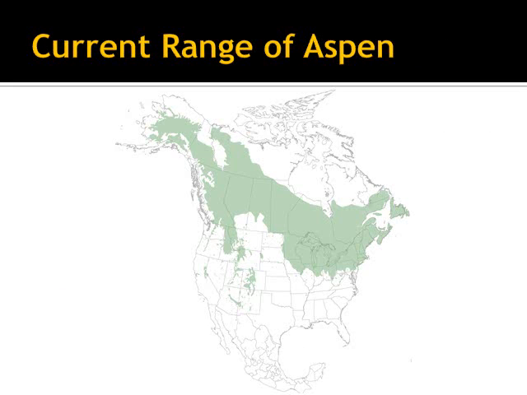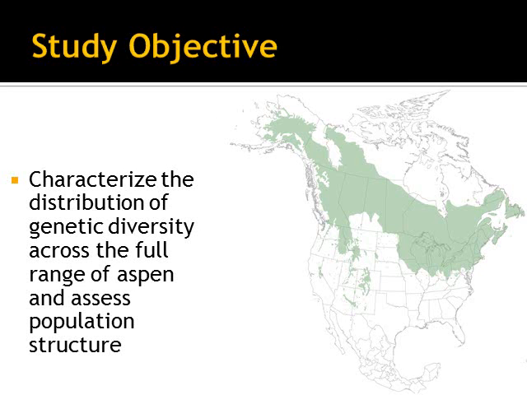So here's our map showing the current range of aspen. And as I said, it's enormous. It stretches the entire continent, and it's the largest of any tree native to North America. So the main objective of my thesis project was basically just to characterize the distribution of genetic diversity across the range and to assess any population structuring that may be occurring on the range.